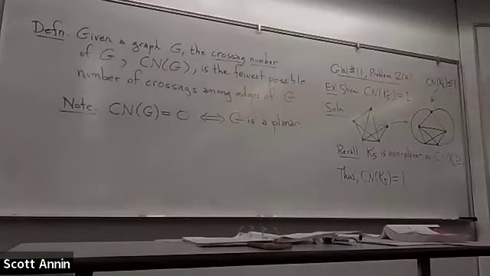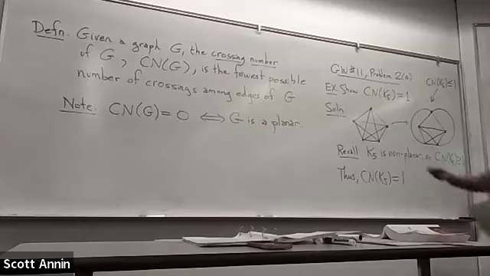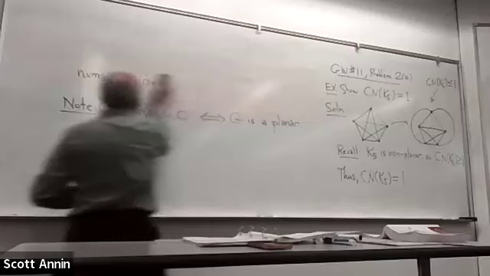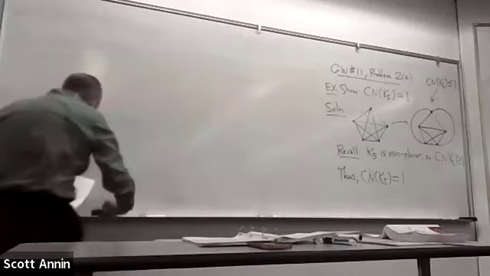Will it always be 1? The crossing number? No, it'd be like 2, 3, right? No, let's do another example. So I think if I do another example, I might answer your question. I'm not sure if I'm understanding your question.